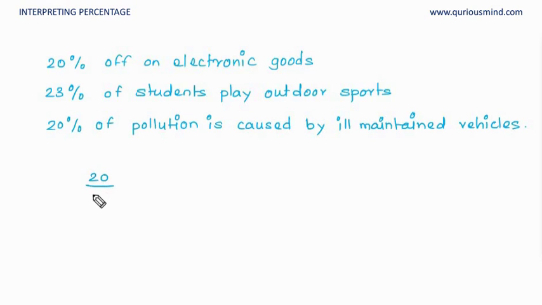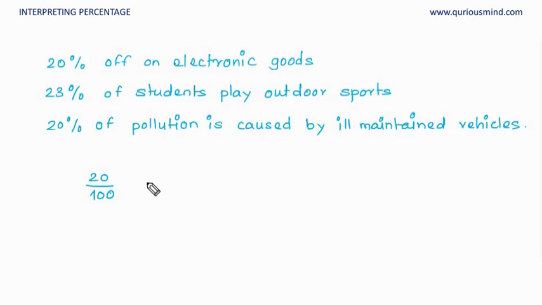We know that percentages are actually a different representation of fractions. 20% is the same as 20 upon 100. So it's a fraction. And when we know it is a fraction, I need to know the value of the whole. If I know the value of the whole, I can find the value of the fraction. Similarly, if I know the value of the whole in this case, I will be able to know the value of 20%.